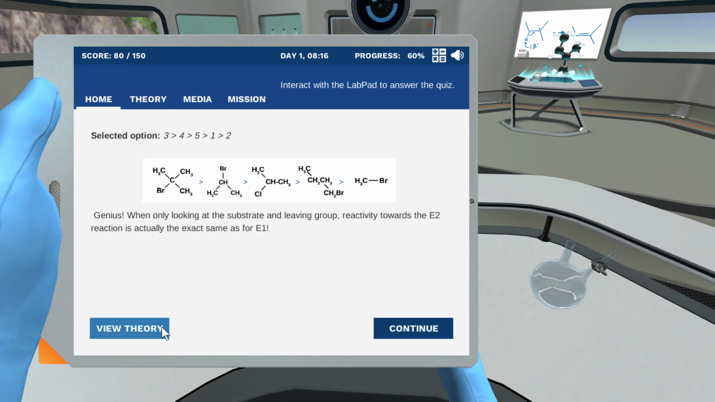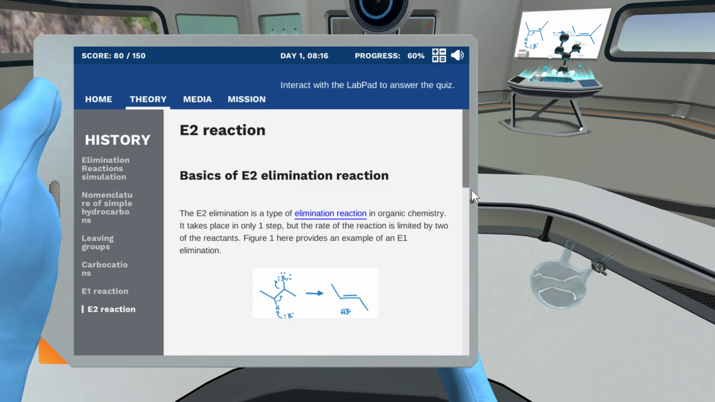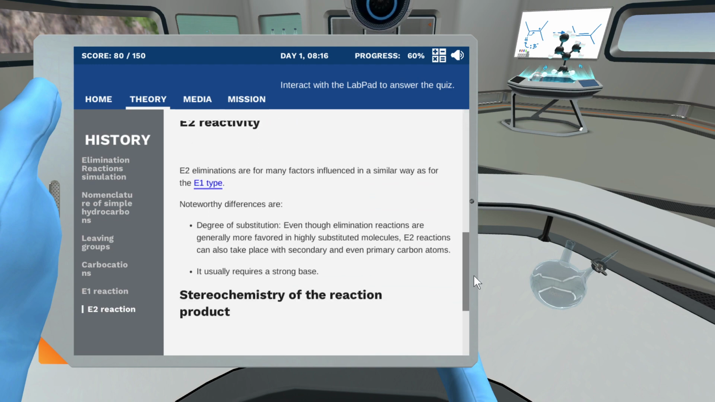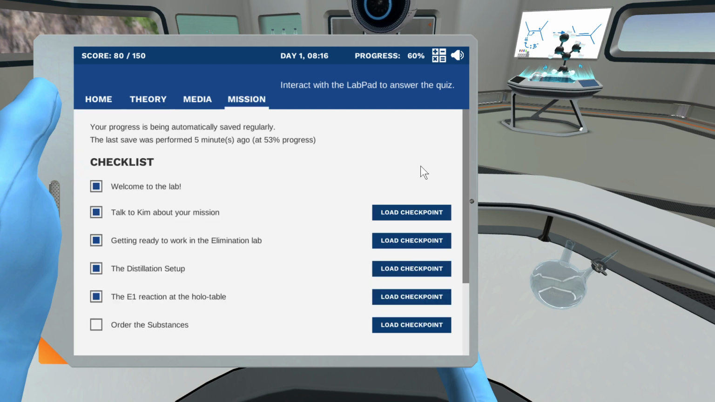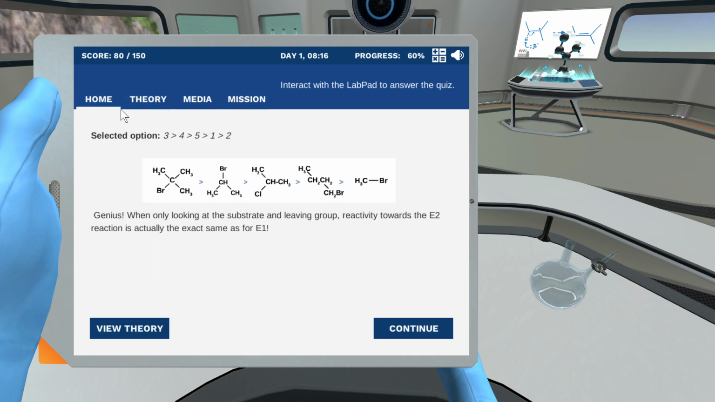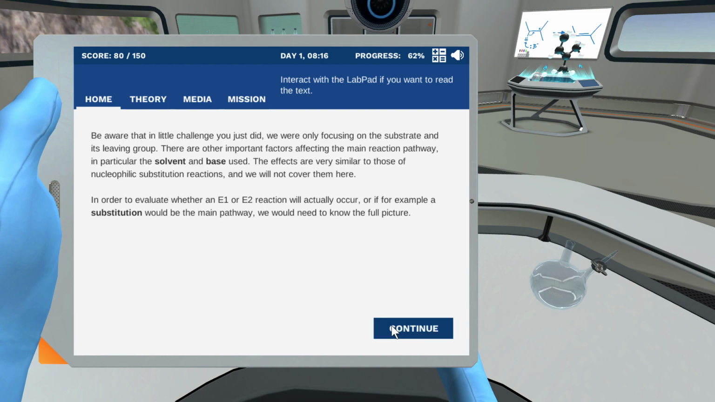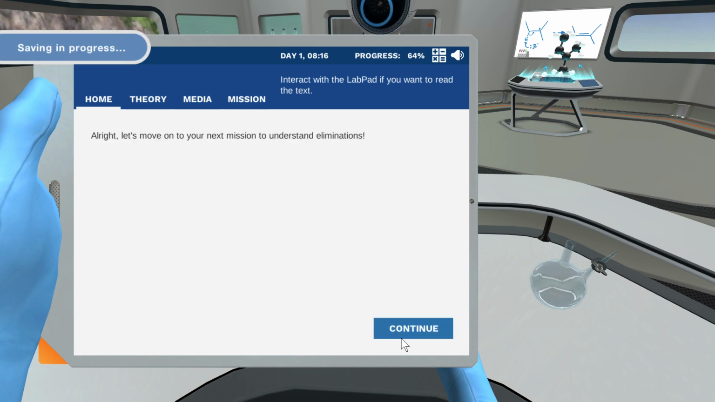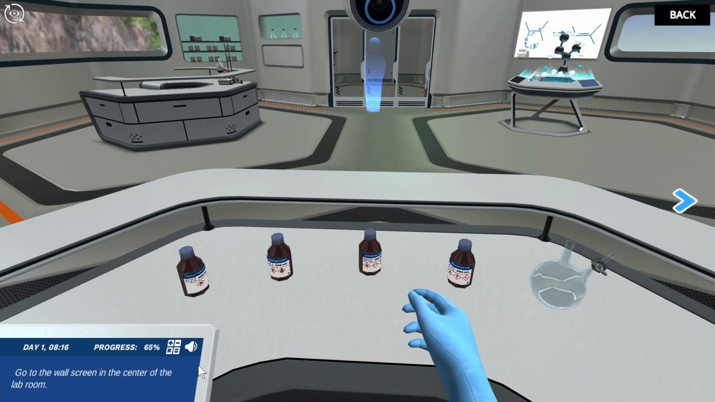Genius. When only looking at the substrate and leaving group, reactivity towards the E2 reaction is actually the exact same as for E1. Alright, let's go to the wall screen in the center of the lab room.